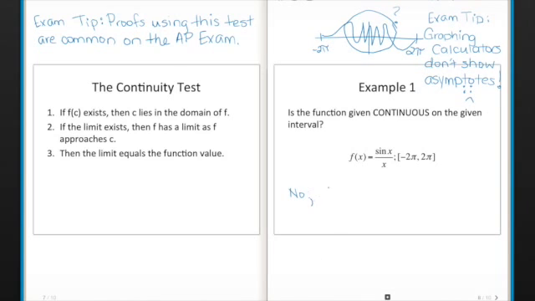So since our graphing calculators don't show us asymptotes, but we can tell from the spaghetti on the screen that there is, in fact, an asymptote, this is a type of discontinuity. And it pops up right in the middle of our interval. So no, this is not continuous on the given interval. There is an asymptote.